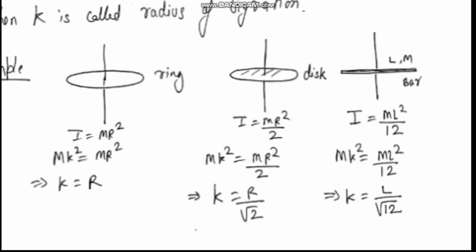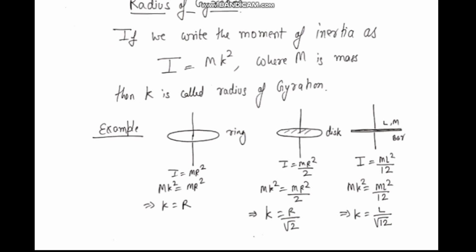So that is about radius of gyration. You will be given the radius of gyration in some questions, then you can write the moment of inertia as mk square, or in some other questions you will be supposed to calculate the radius of gyration about a given axis. So this is the process.